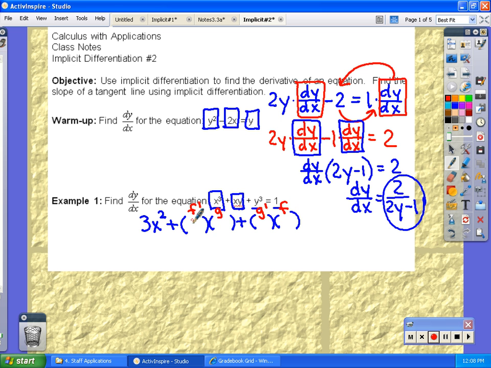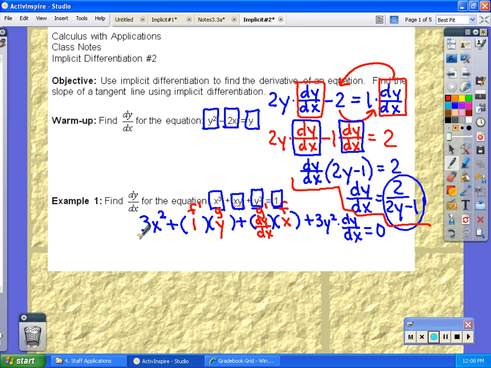F prime would be 1, g is y, g prime would technically be 1 times dy over dx, but I'm just going to write dy over dx, and f is x. Then I have to take the derivative of y cubed, which is 3y squared, times dy over dx, equals the derivative of 1, which is 0. Let me draw a little line here so that we don't get confused with the previous problem.